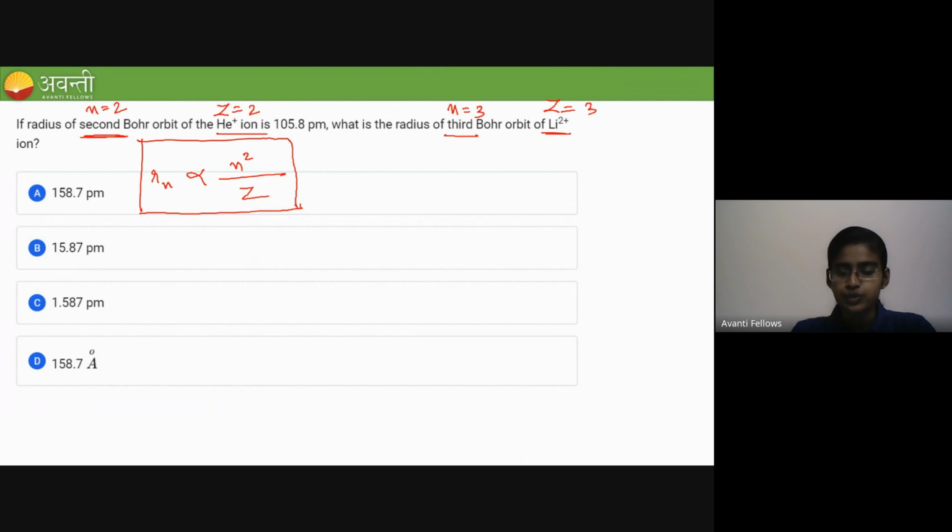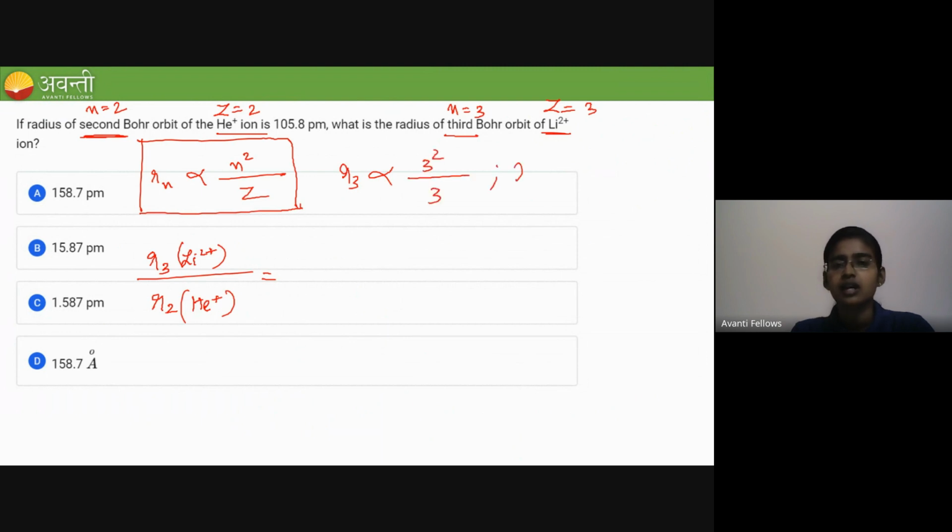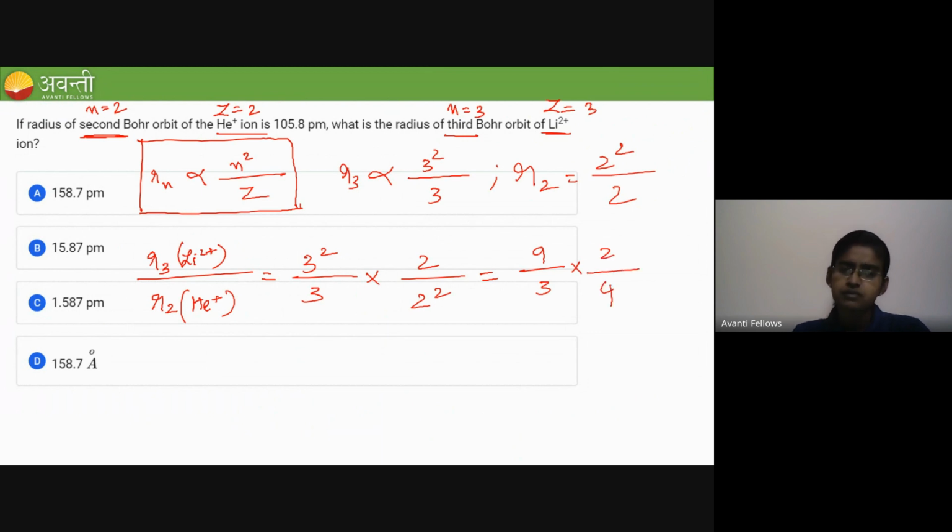So let us take the ratio. R3 of lithium 2 plus, which we have to find out, with R2 of helium plus, the known value. R3 is directly proportional to 3 square by 3, and R2 is 2 square divided by 2. Now if you substitute here, we will get 3 square by 3 into, just reciprocate it, 2 by 2 square, which is equal to 9 by 3 into 2 by 4. Got it? This is the value.